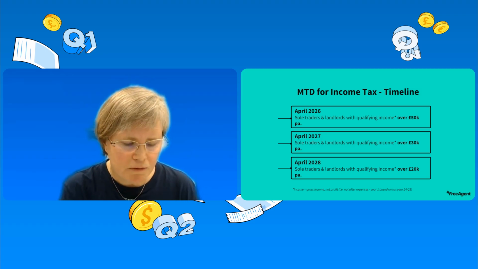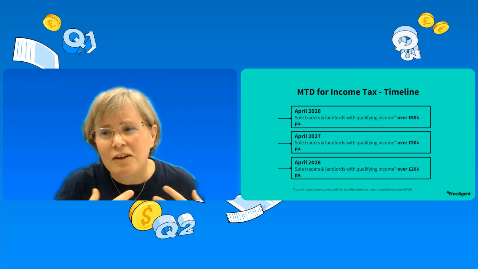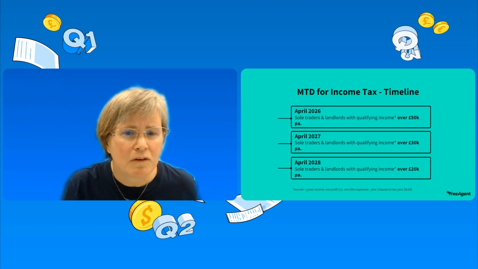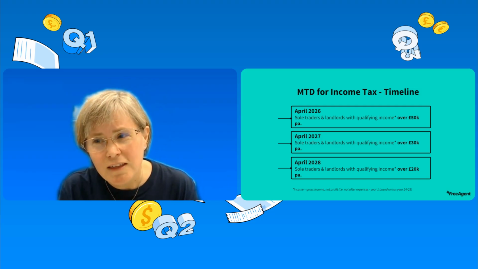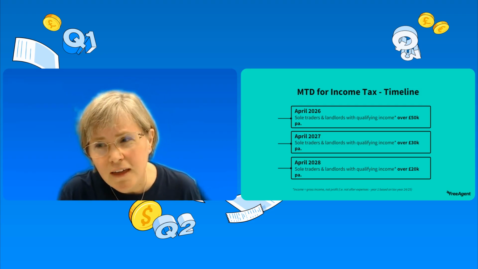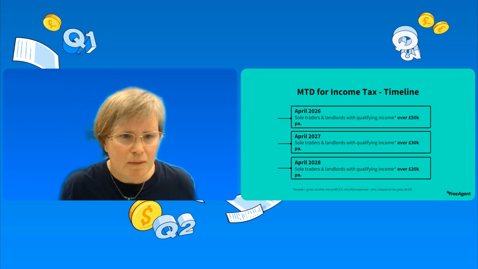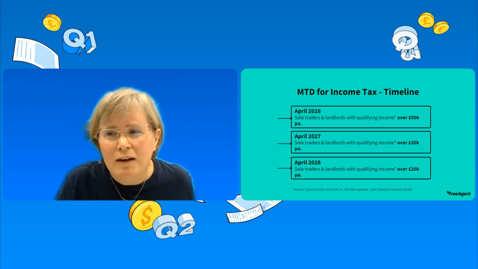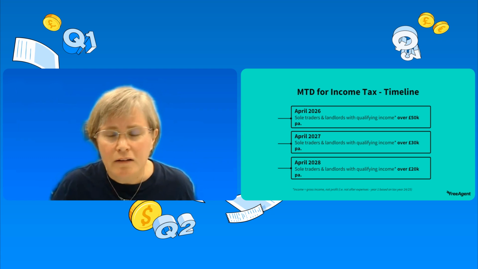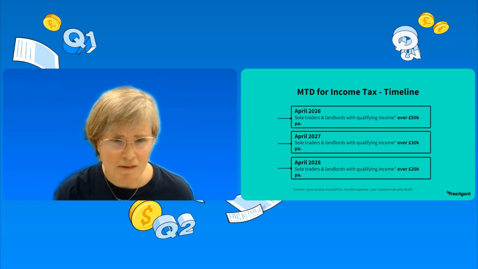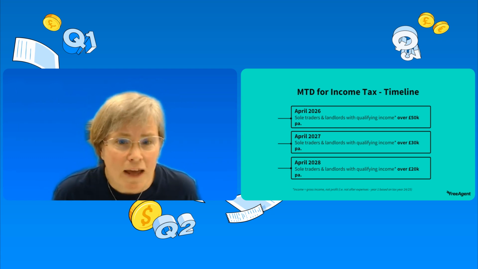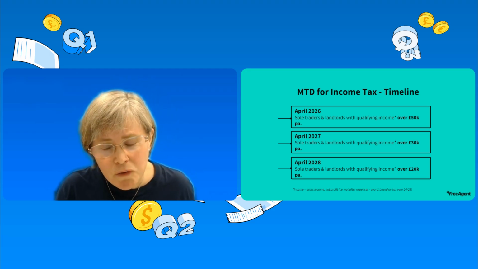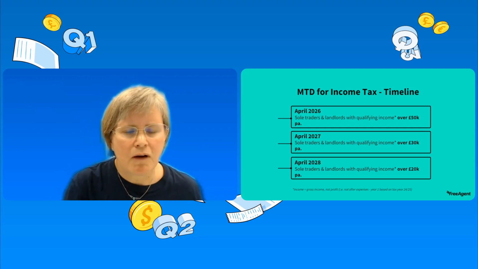From the 6th of April 2027, you will need to use making tax digital for income tax if you are a sole trader or a landlord and your qualifying income is under £50,000 a year, but more than £30,000 a year. 6th of April 2028, you come in if you are a sole trader or a landlord with qualifying income under £30,000 a year, but more than £20,000 a year. That is as of now. There might possibly be changes to that in the budget. We will keep an eye out for that, and we will let you know if there are any changes announced in the budget.